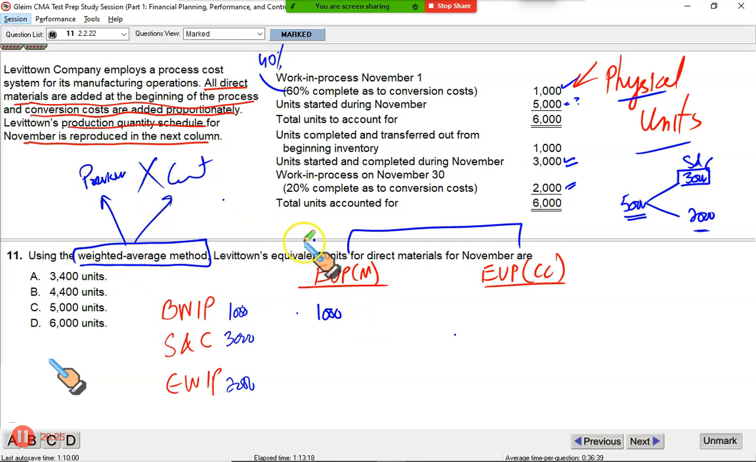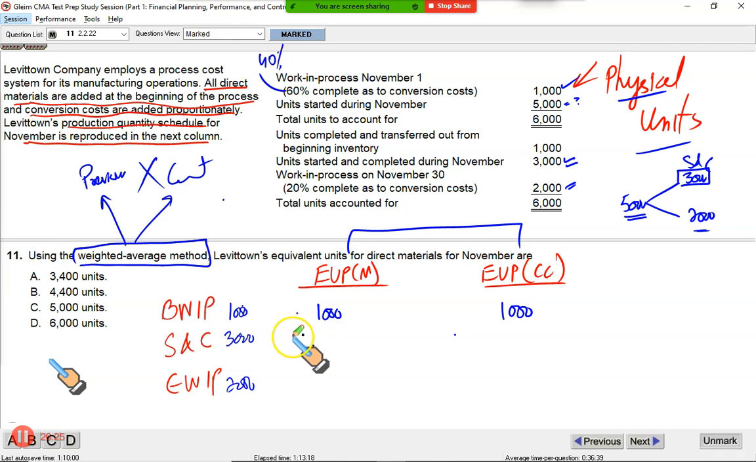Okay. Then what about the conversion cost? Conversion cost under the weighted average method is also assumed to be 100%. No matter that 60% was added in the previous period and 40% in the current period, we combine previous and current. That is why under the weighted average method, beginning work in process is always 100%. Beginning and ending work in process of conversion cost, it is always 100%. Then what about started and completed?